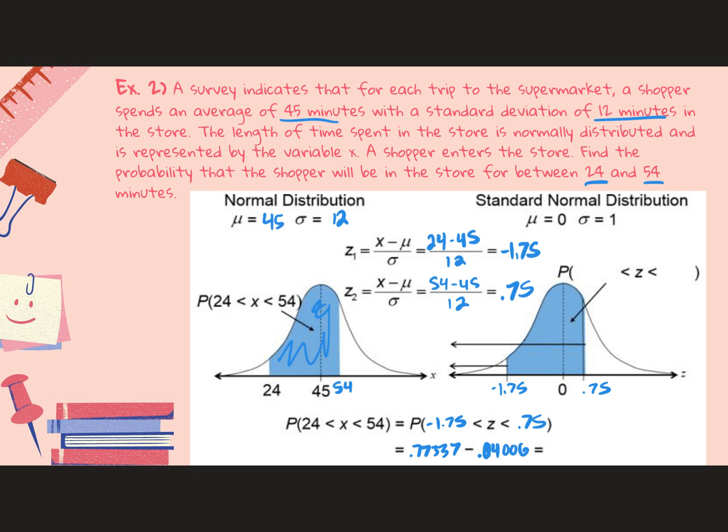Okay, hopefully you got a chance to look for that on the normal table. You should have gotten 0.77337 and 0.04006. If you do that subtraction, you're left with 0.73331 or 73.33%.